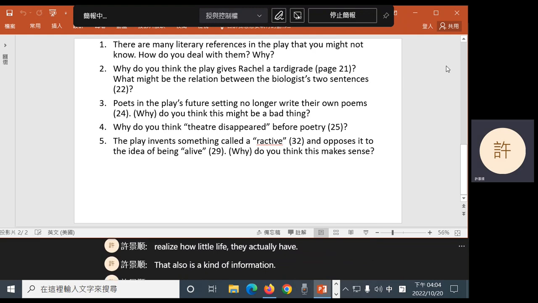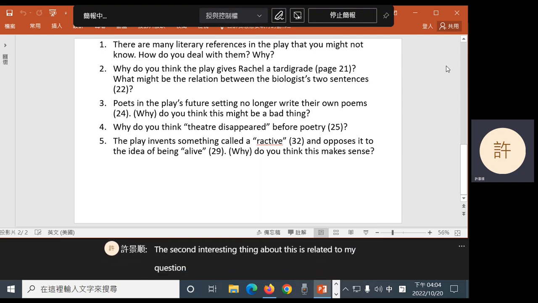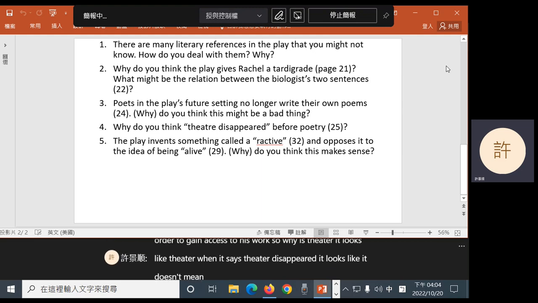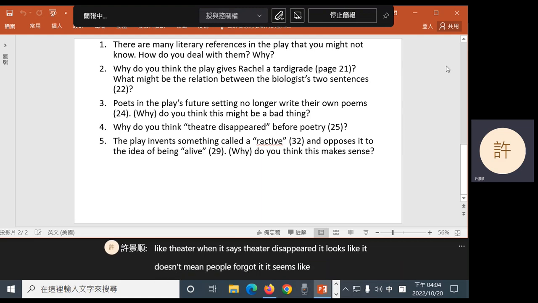The second interesting thing about this is related to my question. They had to reclassify Shakespeare as poetry in order to gain access to his work. So why is theater? It looks like theater, when it says theater disappeared, it looks like it doesn't mean people forgot it. It seems like it means theater was locked away. And so this question becomes, why was theater locked away?